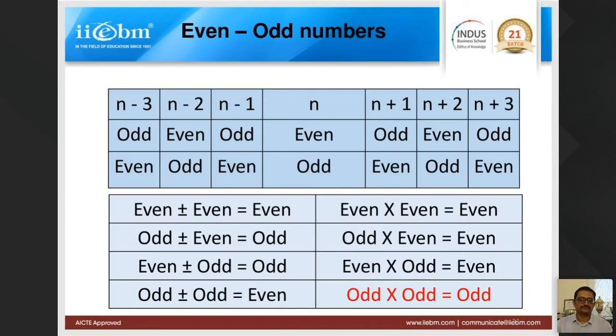So I hope you have understood these even and odd numbers. I'll summarize again for you. If the number is exactly divisible by 2, then it becomes an even number. If it is not exactly divisible by 2, it becomes an odd number. And we have seen the multiplication and addition rules.